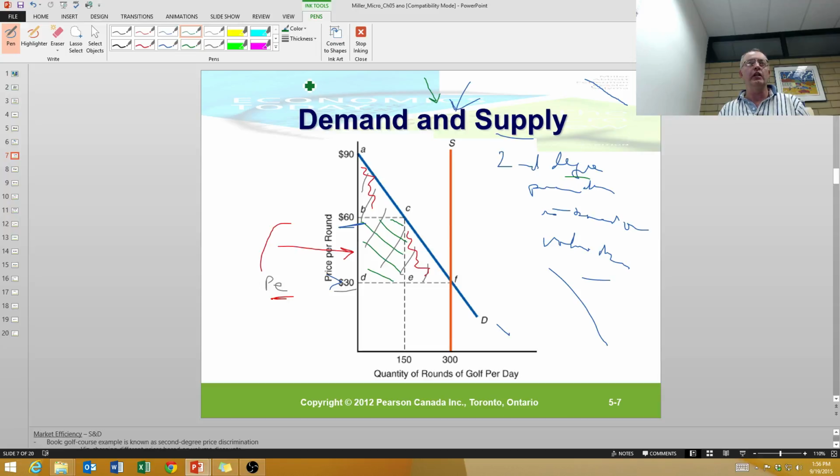So even in this example of second-degree price discrimination, when the golf course sells its first round of golf, it charges $60, and then it has this second round for half price, and the total quantity supplied by the golf course is still the same that we would see in the absence of price discrimination. The question is, if the vendor practices price discrimination, I'm going to put it this way, is price discrimination allocatively efficient?